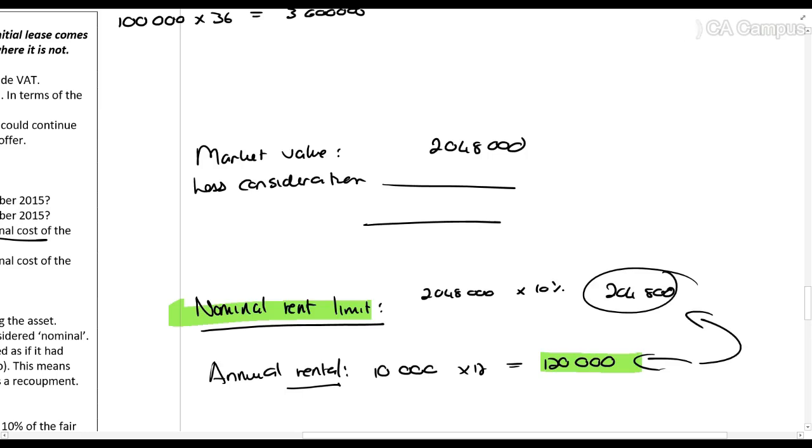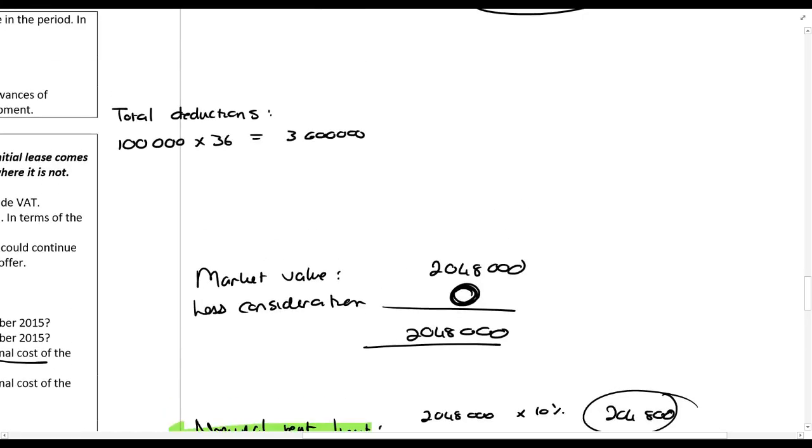We can now compare our annual rental, 120,000, to that. Can you see what that means for us? It means we're not paying enough. It's less than 10%. So what is it we treat it as if we got this asset for? No money. We treat it as if we got the asset for nothing. So 2,048,000 rands. This is how much they want to tax us on. The max they can tax us on is 3.6 million. So they can tax us on the full 2,048,000.